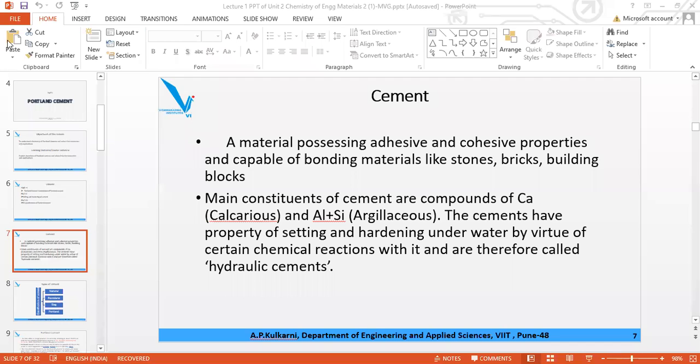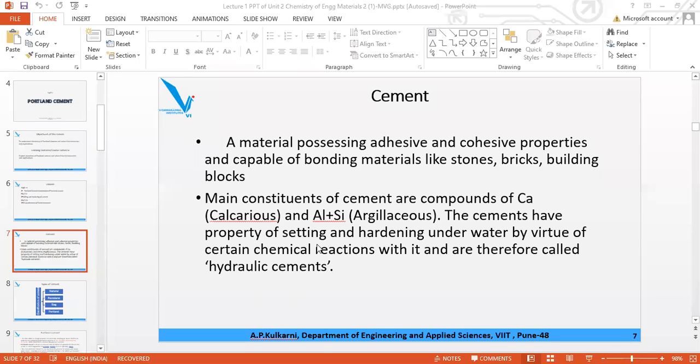So we get it. It has two main constituents. One is calcareous, meaning a calcium compound like CaO. CaO is also called lime. And argillaceous material means Al2O3, SiO2, etc. So these are the two main constituents.